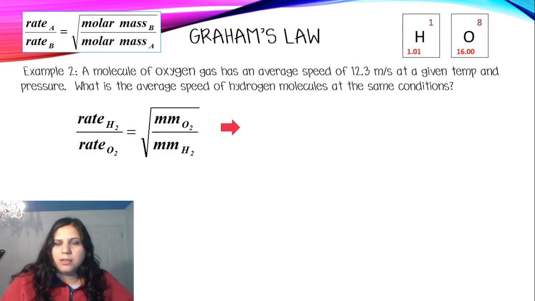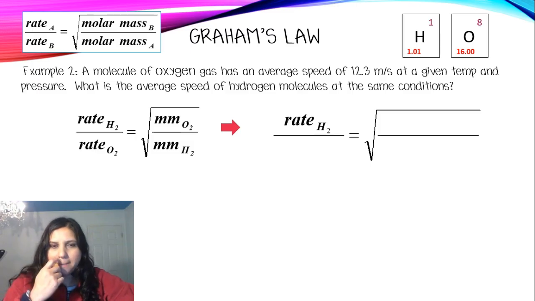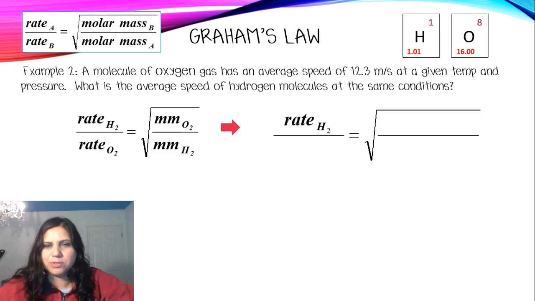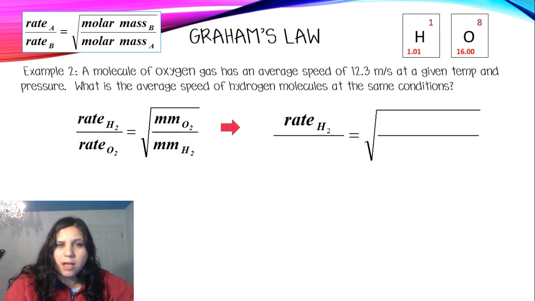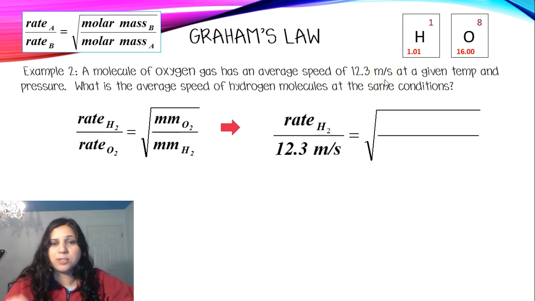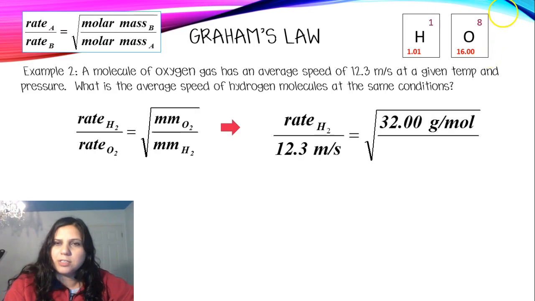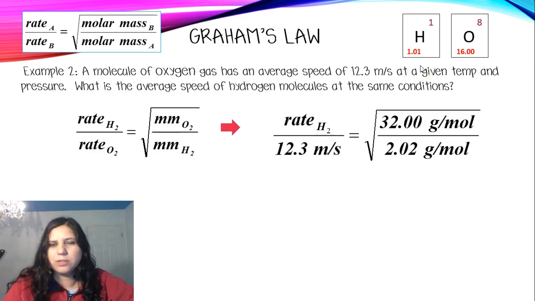Oh, there's our molar masses of hydrogen and oxygen. Gotta look those up. All right, so we'd say rate of hydrogen over oxygen. Let's figure out what those numbers are. Oxygen, according to the question, has an average speed of 12.3 meters per second. So this is coming from the question itself. Then we need the molar masses. Since oxygen is 16 and we have O2, that's 32 grams per mole, and hydrogen is 1.01, so we have two of them, so it's 2.02. Okay, we'll go step by step on how to solve this.